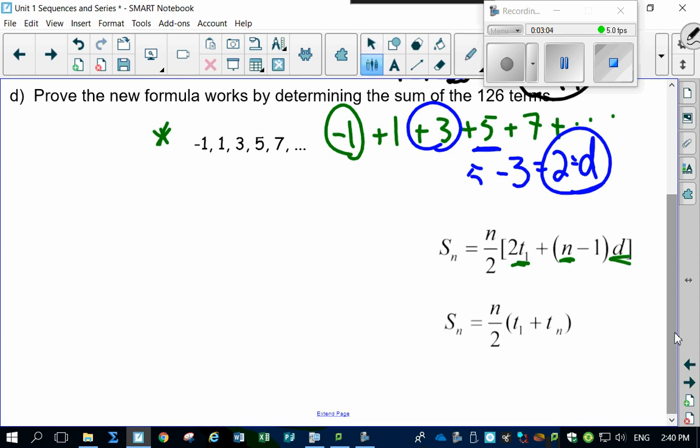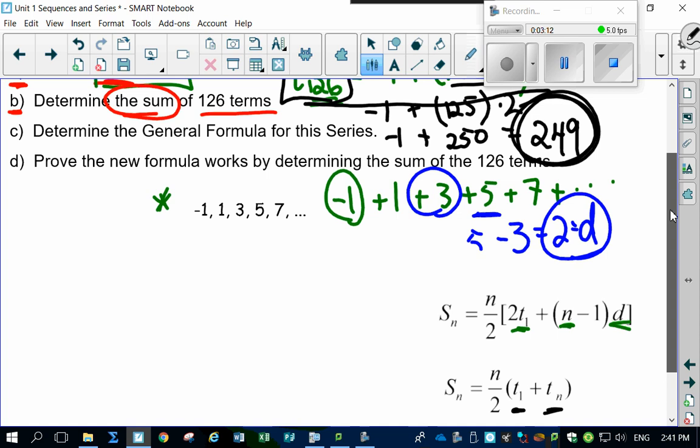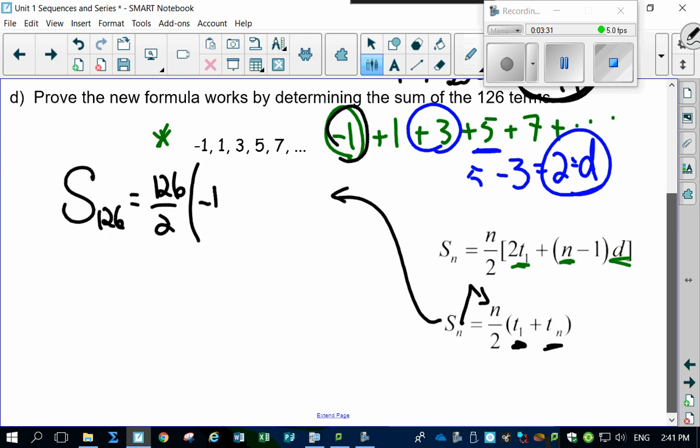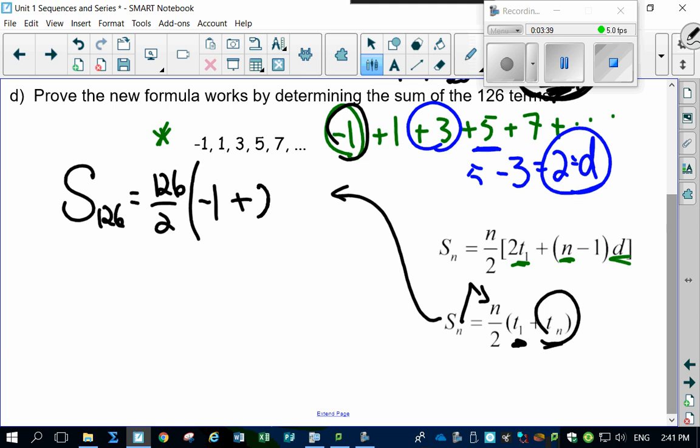Check this out. Do we have T1? Well, yes, we do. Do we have Tn? Well, now we found it. It's 249. So I think this formula would be a lot easier to use. We want the sum of 126 terms. This tells you that these n's, this one and this one, always match. So 126 over 2 times T1. Well, what's T1? -1 plus, what's Tn? Well, I just figured that out. It's right here, 249.